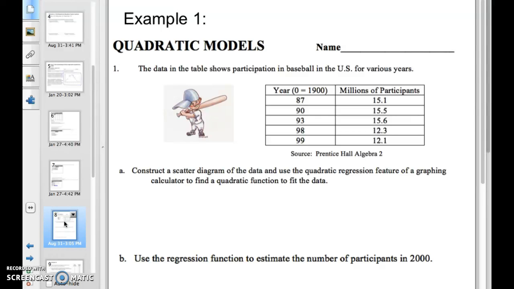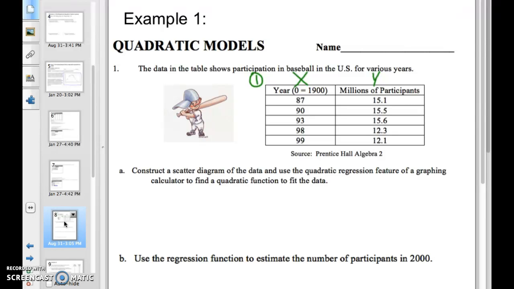If I was going to model part A, I read the question: the data in the table shows participation in baseball in the U.S. for various years. It gives us 5 years and 5 amounts of people. They're in millions, and the years are in the 1900s, but they just gave the second half, 87, 90 through 99. The first step I would do is label my x values and my y values. X are the years, and Y's are the millions of participants.